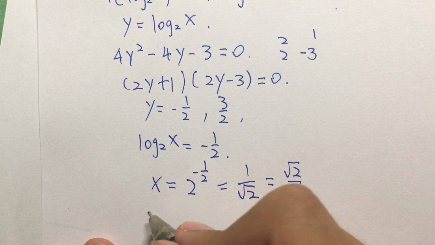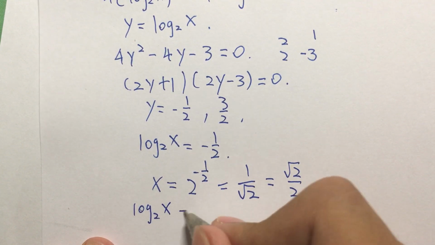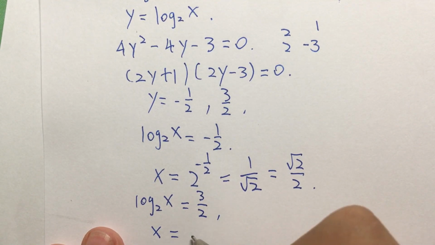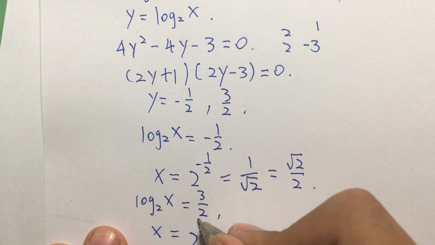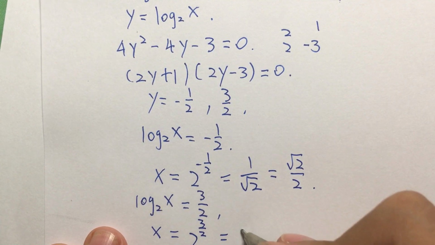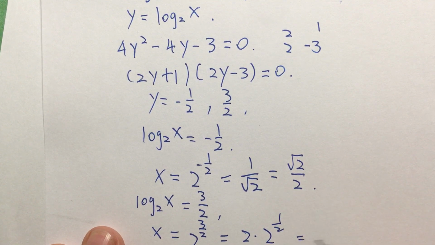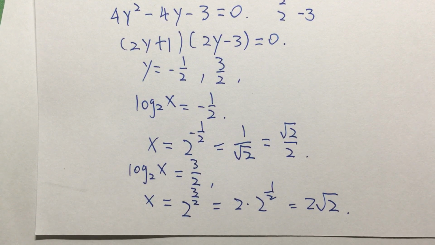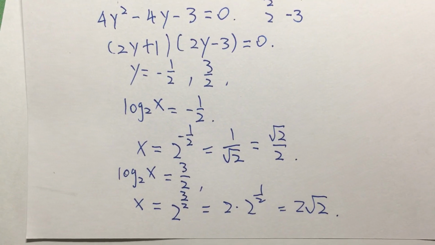And for the other one, which is log 2x equals 3 over 2, we can get that x is equal to 2 to the power of 3 over 2, which is 2 times square root 2. So I think we have solved this problem, and that is a medium level question. I don't think I did something wrong, right? Yeah, I think so. Okay, so let's move on to a harder question.